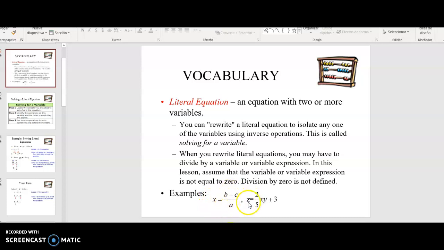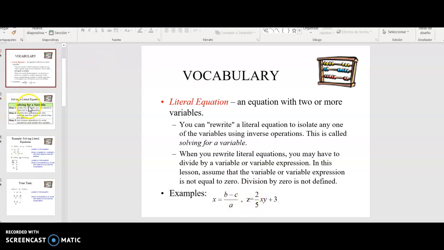In this case, we have an equation with the letter Z, and it's 2 over 5 times xy plus 3. So we have the letter Z isolated. Okay, so we have the value of Z. This is solved for Z.